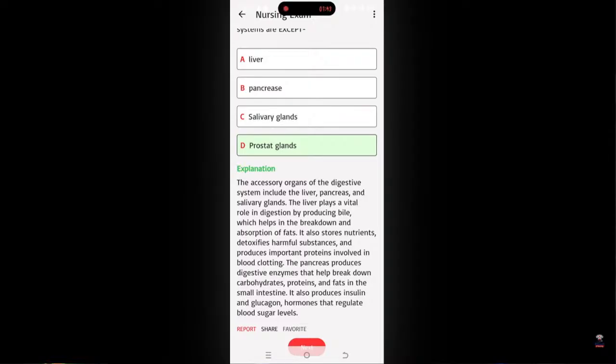The liver plays a vital role in digestion by producing bile, which helps in the breakdown and absorption of fats. It also stores nutrients, detoxifies harmful substances, and produces important proteins involved in blood clotting. The pancreas produces digestive enzymes that help break down carbohydrates, proteins, and fats in the small intestine. It also produces insulin and glucagon, hormones that regulate blood sugar levels.